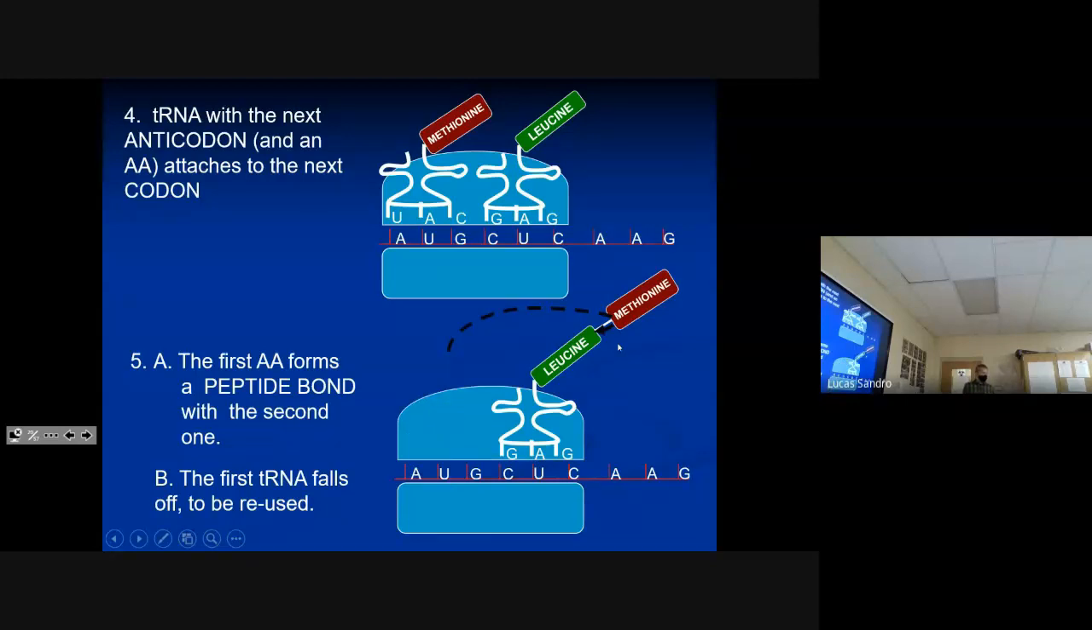That's our second to last drawing. Only one more. Can you tell what's coming next? Benny, what's coming next? Where do we need to go? We've done AUG and CUC. We got to get to AAG. And so what's about to happen is that string of mRNA is going to slide down 3 bases so that the AAG is in that second slot on the ribosome.